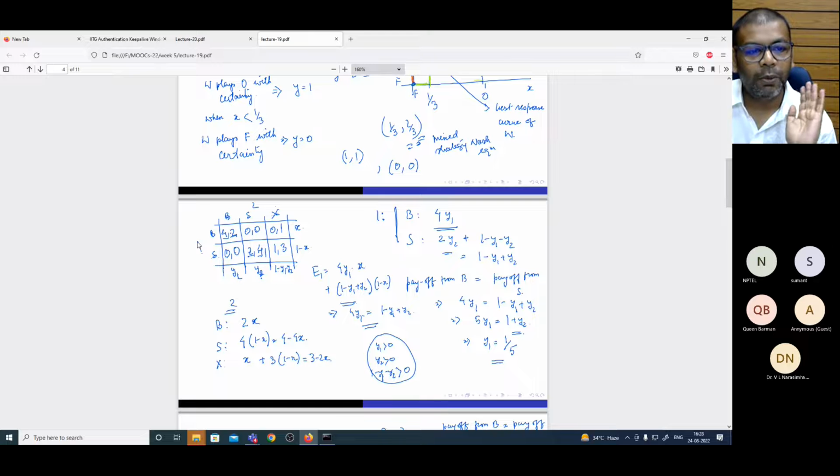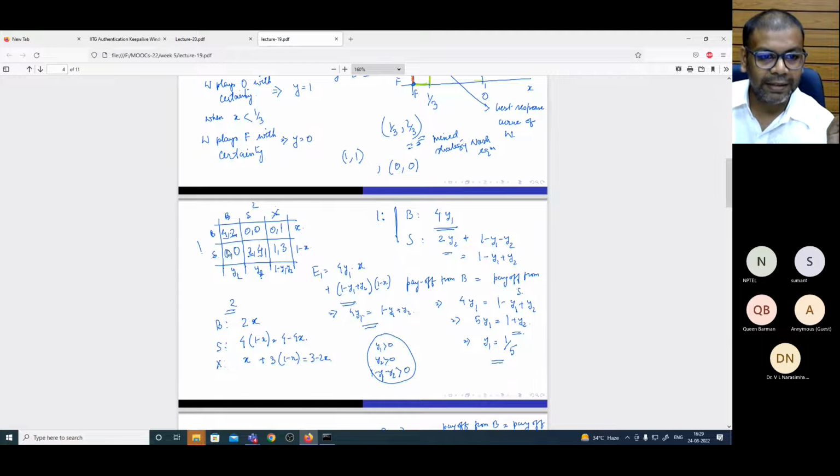Now, suppose player one plays S. If it plays S, player two can either play B, S or X. If it plays B, it gets 0. If it plays S, it gets 4. If it plays X, it gets 3. So the optimal action or strategy of player two is to play S. Now, if player two plays S, player one, if it plays B, it gets 0. If it plays S, it gets 2. So the optimal action of player one is to play S.